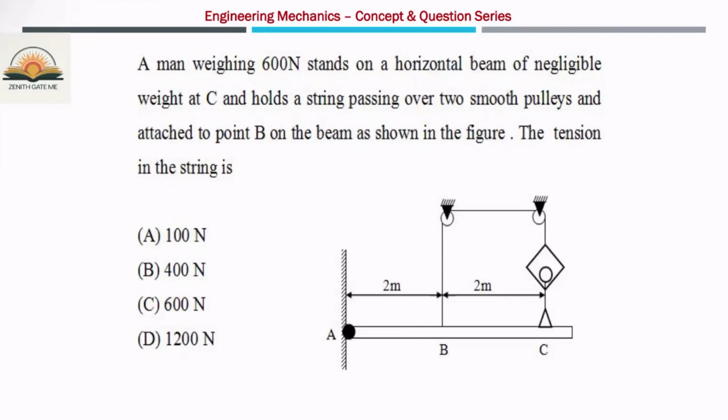A man whose weight is 600 Newton stands on a horizontal beam of negligible weight at C and holds a string which is passing over two smooth pulleys and attached to the point B. The tension in the string is, and there are four options given. Now, a man whose weight is given, and this is the string which passes over the pulley, and this end of the string is connected to this particular beam at the point B. So you have to calculate what will be the tension in this particular string. First of all, you have to draw the free body diagram of this man as well as the free body diagram of this beam.